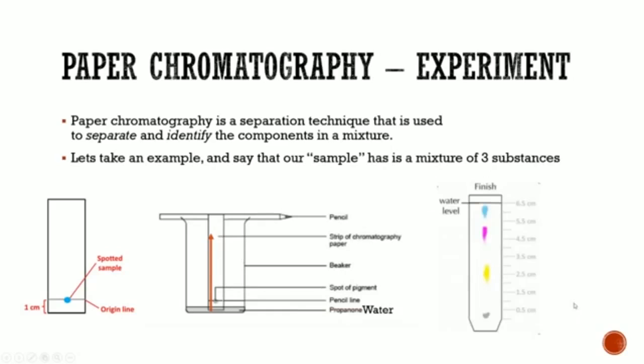So you might get something like this at the very end of the experiment. So the water level has obviously risen up to the top here, and the 3 substances have separated out, and obviously the yellow one traveled the slowest, the blue one has traveled the fastest.